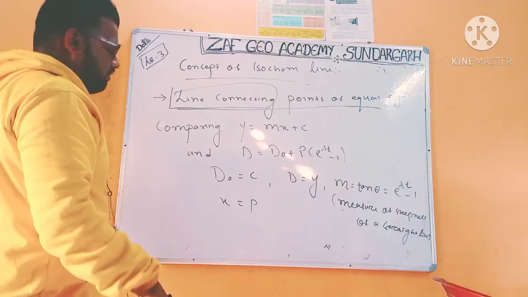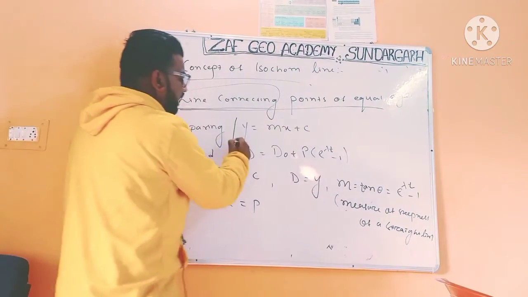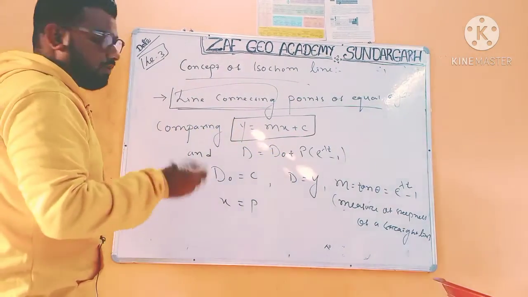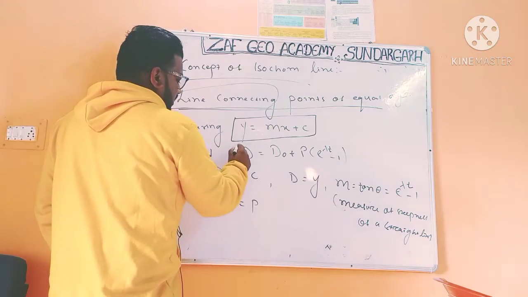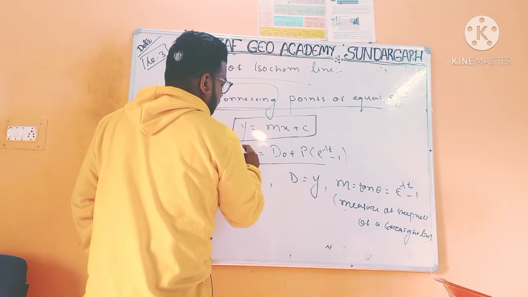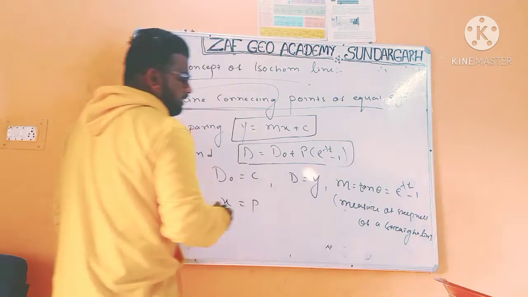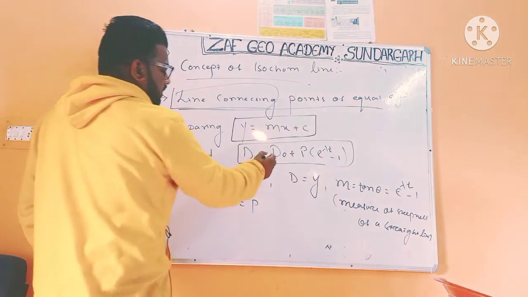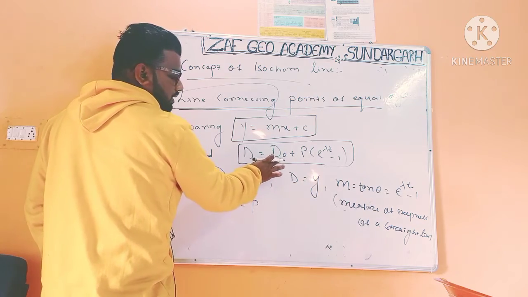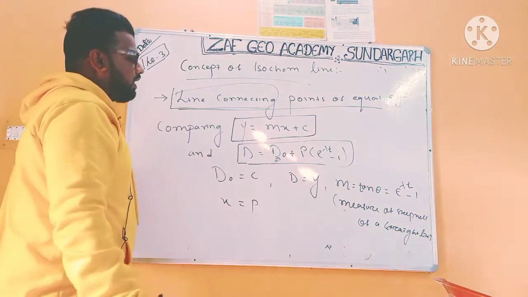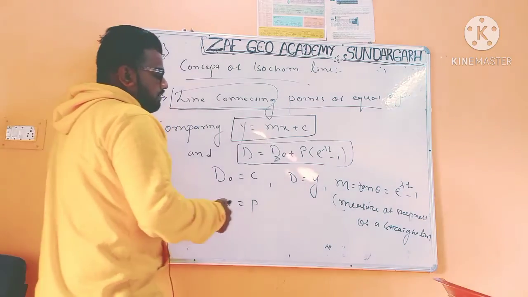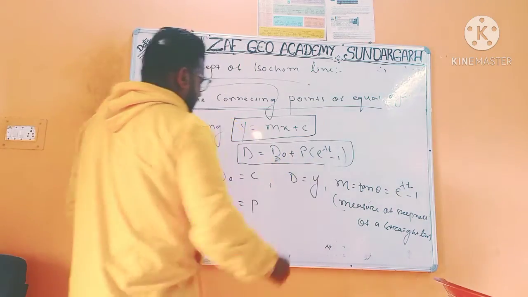This is the equation of a line, y = mx + c, and we have already derived the formula. The daughter element after time t is equal to the daughter element present initially, in its early stage when the rock was formed, D naught, plus P, the concentration of parent nuclei after time t, into e to the power lambda t minus 1.